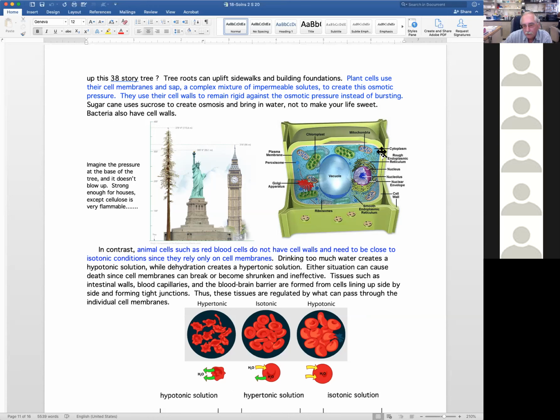So here's a typical plant cell. So in here somewhere you'll see the cell membrane, and then what is all this stuff here? That's the cell wall. So these cell walls have to be extremely strong. Matter of fact, they're so strong that we use wood to build houses and stuff.